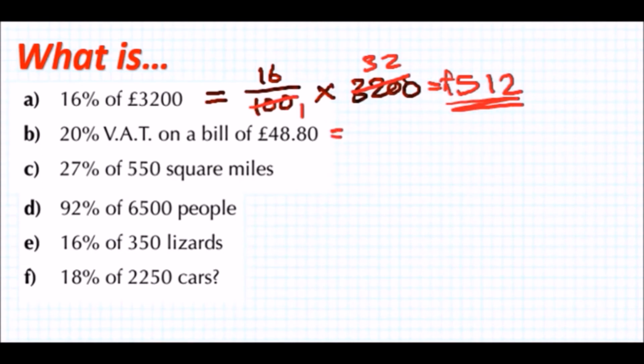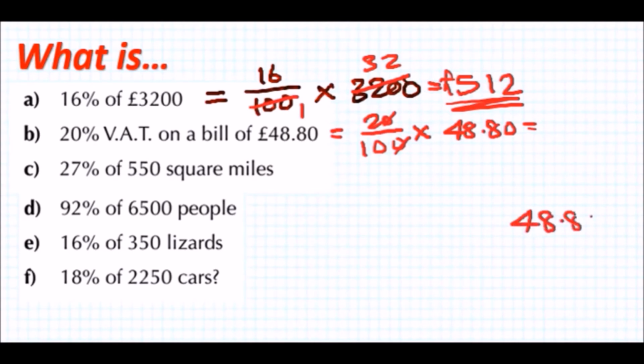Next one, 20% VAT on a bill of £48.80. This means you're going to have 20 over 100 times 48.80. Same thing applies. Because it's in decimal, it's better to just multiply it on. 20 over 100, you can cancel out the zeros, so we have 2 tenths. 2 times 48.80. We can do this separately. Let's do it over here, 48.80 times 2.